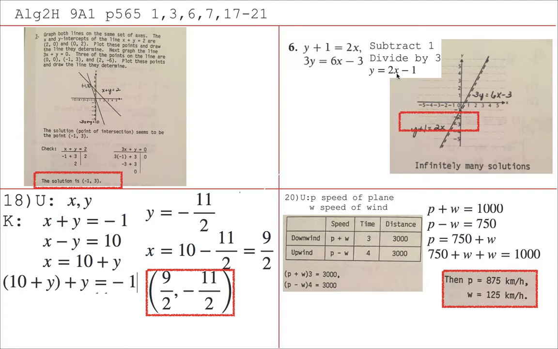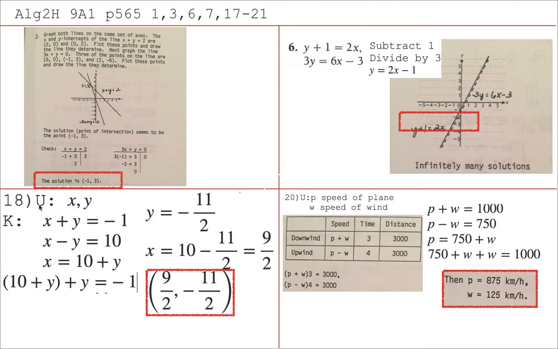You subtract 1 and you get this particular equation right here, and then divide this one by 3 and you get the same equation. So if you're going to graph the same equation twice, you can see they completely coincide with each other. They are overlapping and occupy the same space on the graph, so therefore there are infinitely many solutions. Each and every single one of these points is a solution to the system of equations.